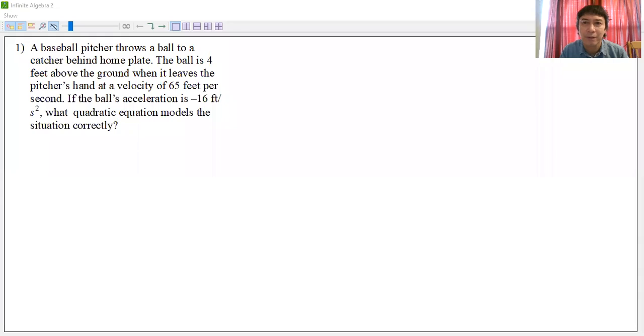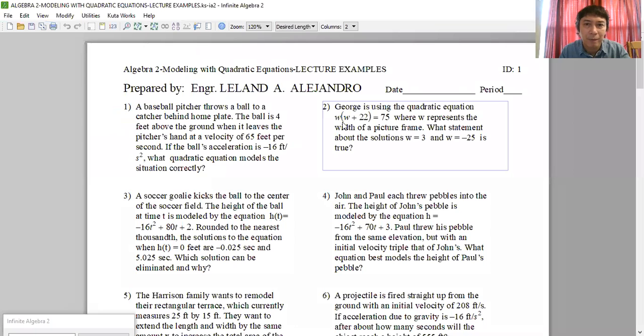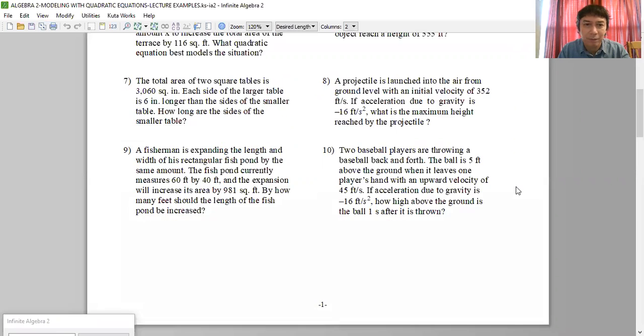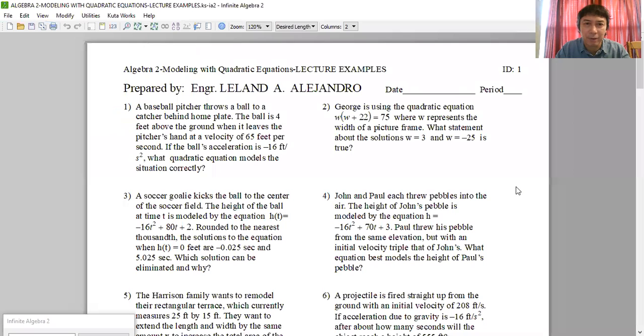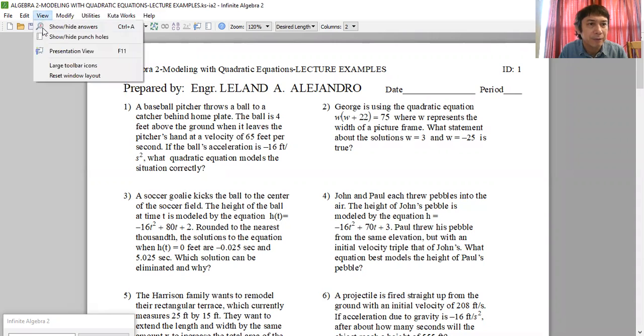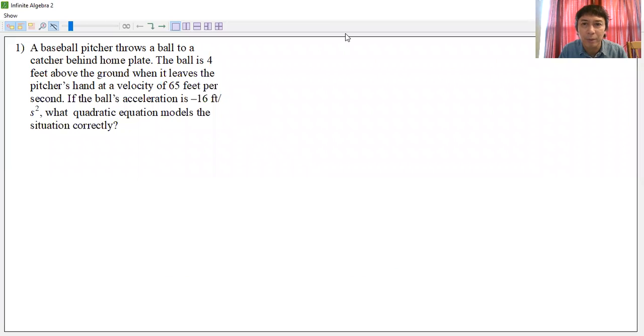So let's check on the questions. Okay, let's see the total first. Okay, here's the problem set consisting of about 12 problems. Okay, we have here 12 worded problems. All right, so we're going to do it by the presentation view on one problem at a time. All right, let's check the first number.